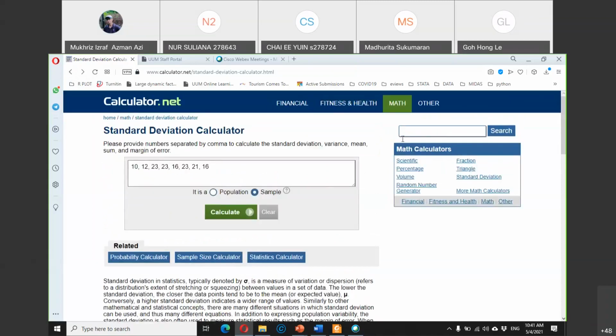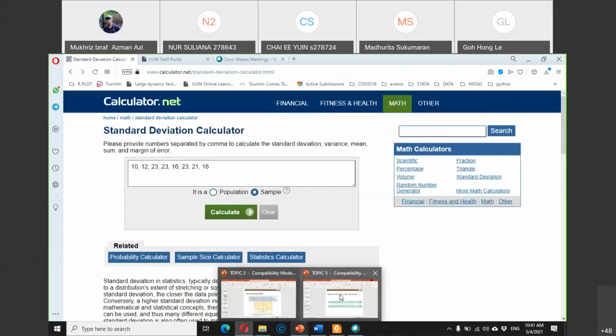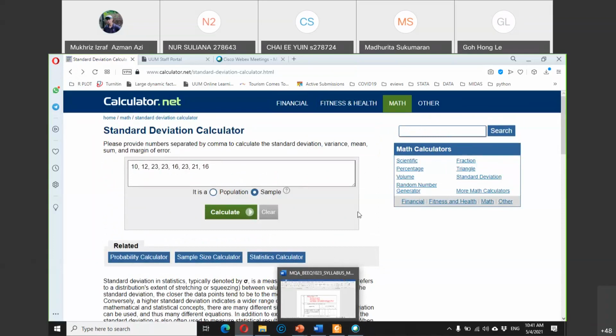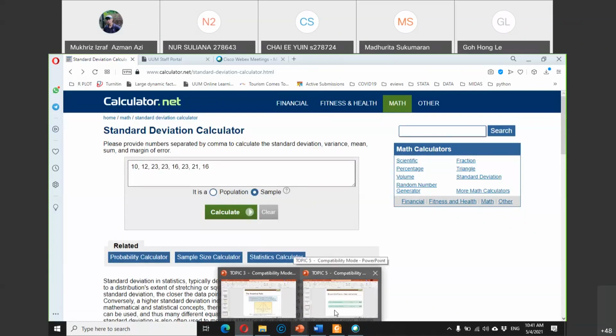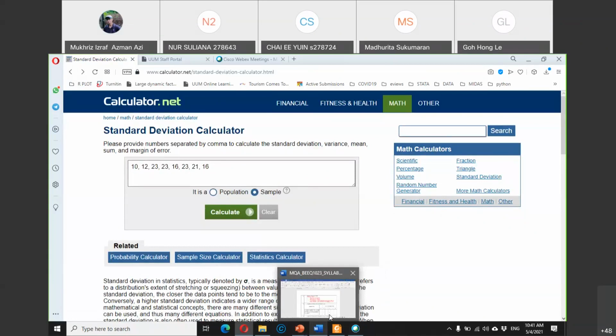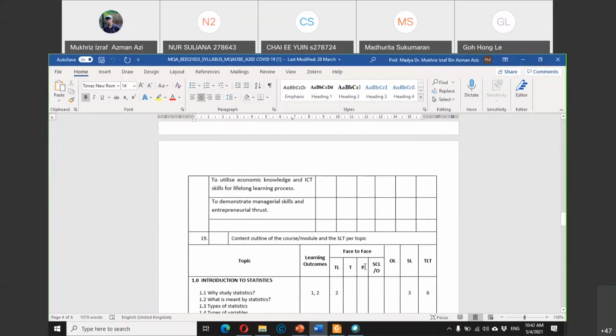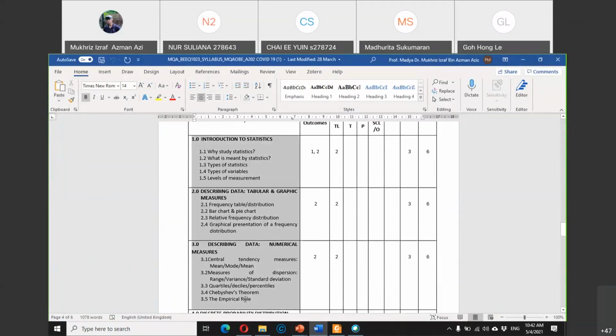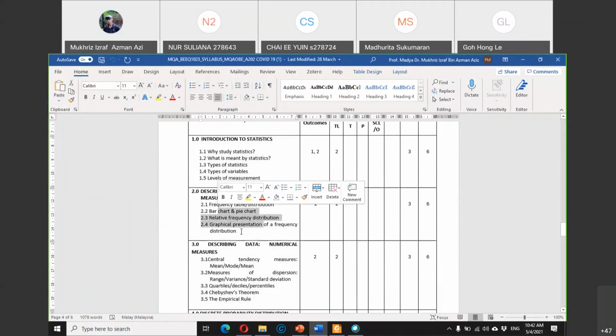So I think that's it for chapter number 3, because the plan is that chapters 1, 2, and 3 should be covered within 1 week of lecture. This week is our 4th week of lecture. We already finished chapters 1, 2, and 3. For chapter 2, we don't really discuss that much, apart from the assignment that you sent to me.